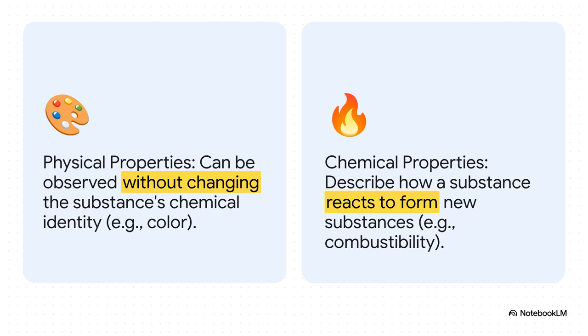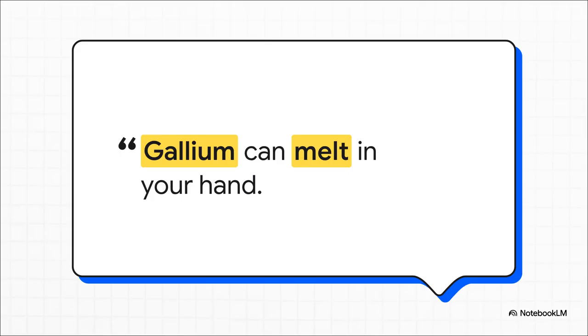Then you have chemical properties, which describe its potential to change into something brand new, like whether it's flammable or if it'll react with an acid. And here is a fantastic example of a physical property in action. The metal gallium.